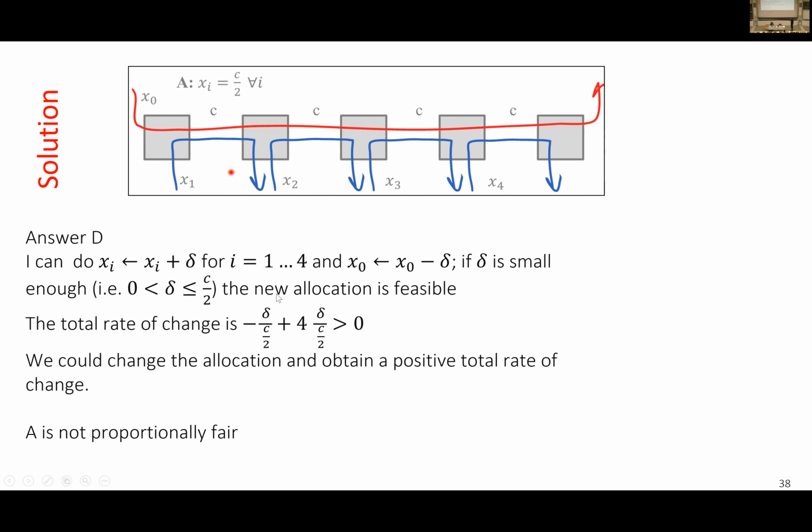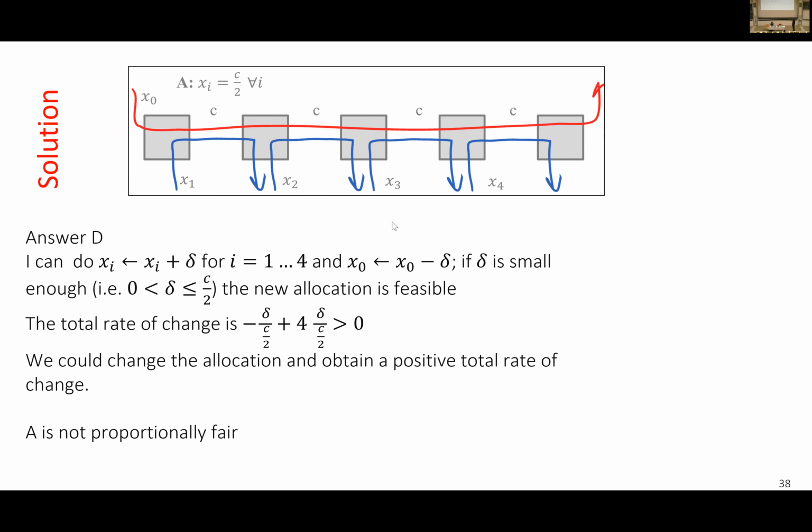For the red one, he has lost delta, and before had C/2. So the relative change is minus delta over C/2. For the others, the relative change is the same, but there are 4 of them. So the sum of all the total rate of change is this 4 times. So 4 minus 1, that gives 3 delta over C/2, which is positive. So I can do a change that has a positive total rate of change. Therefore, the allocation is not proportionally fair.